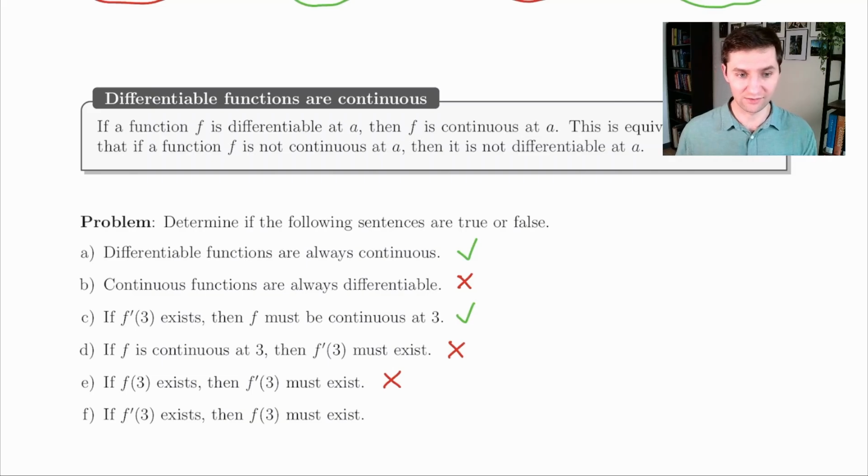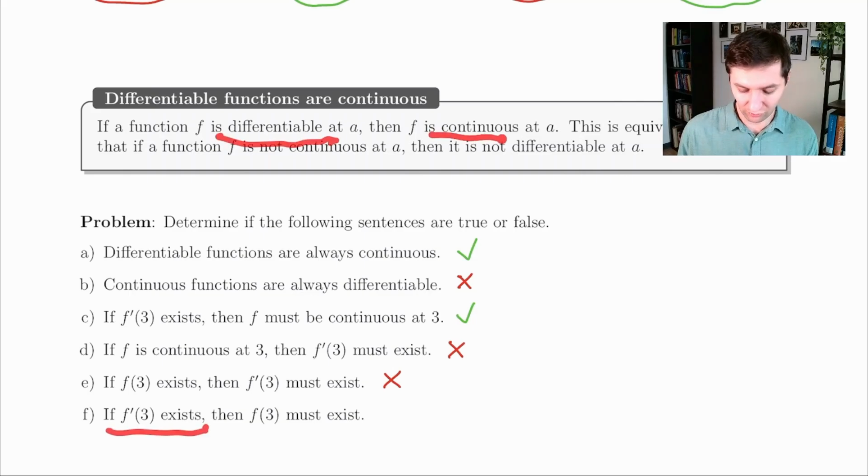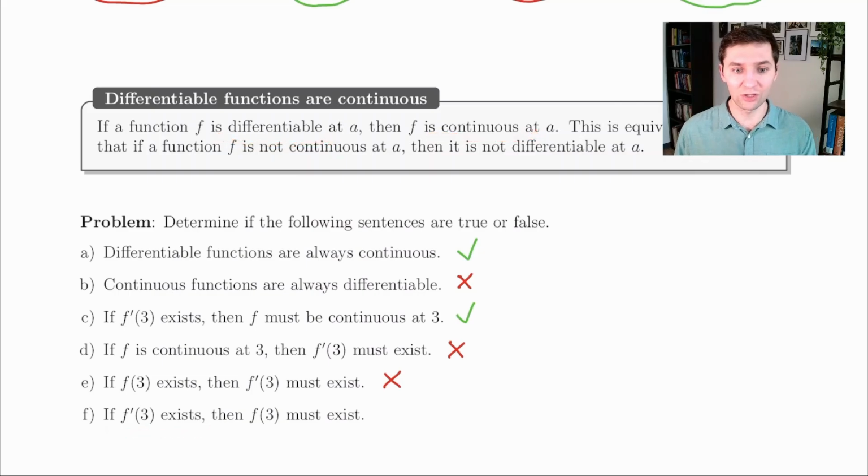Let's take a look at the next one. If the derivative at 3 exists, then the value of the function must exist. If the derivative exists, that means that the function is differentiable there. According to this theorem, being differentiable means it is continuous. So I definitely know that the function is continuous at 3. And because it's continuous, it cannot have a hole. It must exist there. So f of 3 must exist.